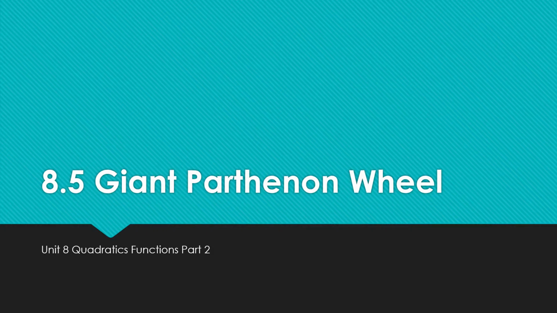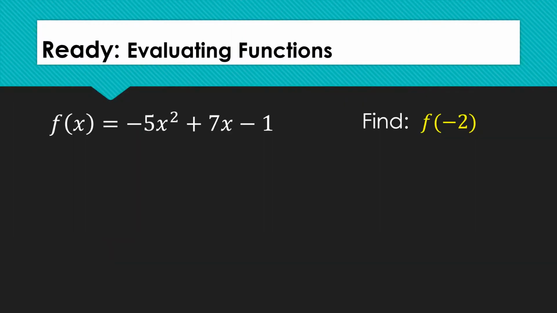In this video, we'll be looking at the types of problems you'll see in the Ready, Set, Go section of Task 8.5. In the Ready section, you're being asked to evaluate different types of functions given an equation, a graph, or a table. The first example is an equation.